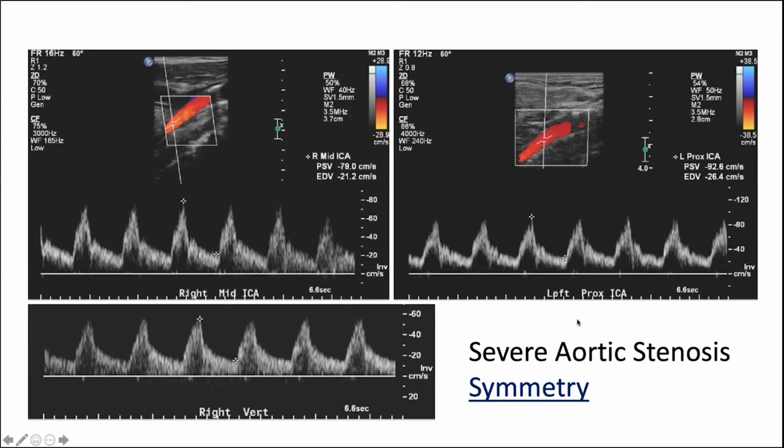So here's a patient with severe aortic valvular stenosis, and I have images from the right internal carotid, this panel on the left side of your screen, the left internal carotid, the panel on the right side of your screen, and then the right vertebral on the bottom. We don't have a left vertebral image here because this patient's left vertebral artery was occluded. But what you can see is symmetric, uniform delay in the acceleration time in all three of these vessels that supply the brain. So the symmetry component is very clearly demonstrated here.